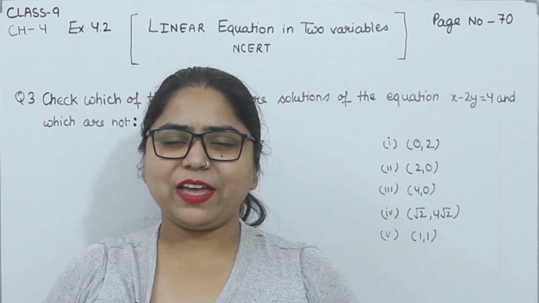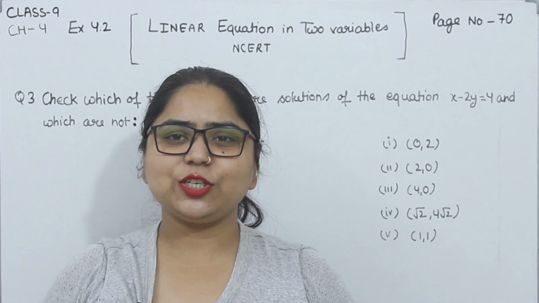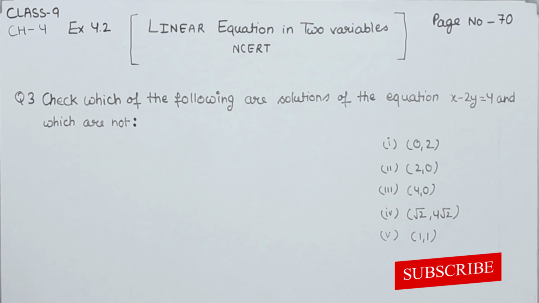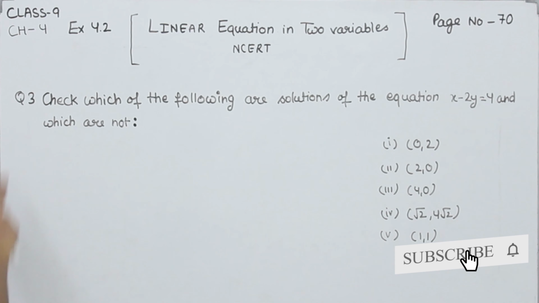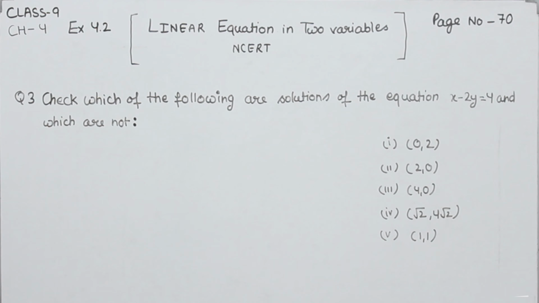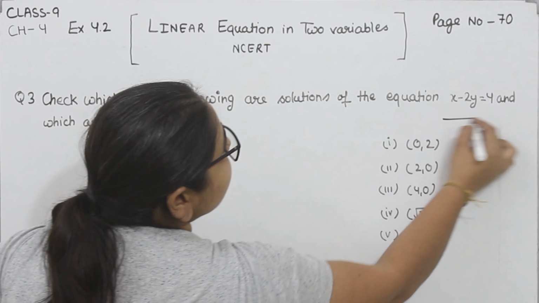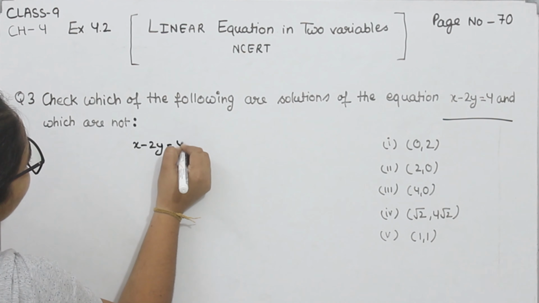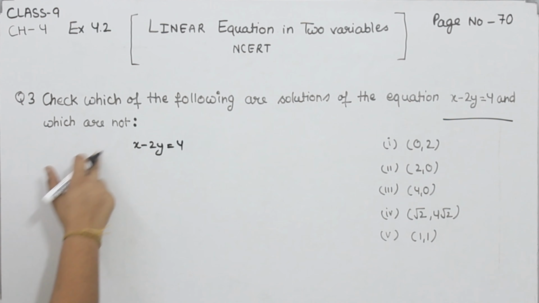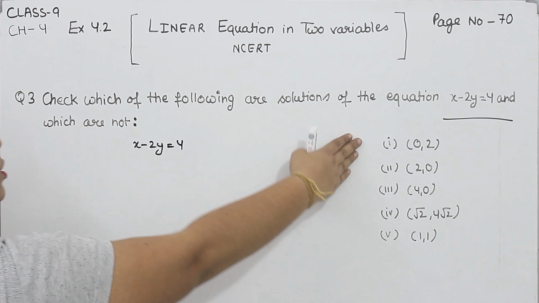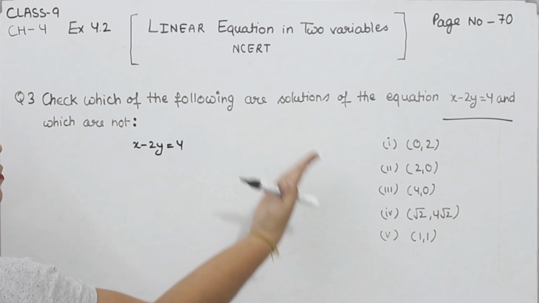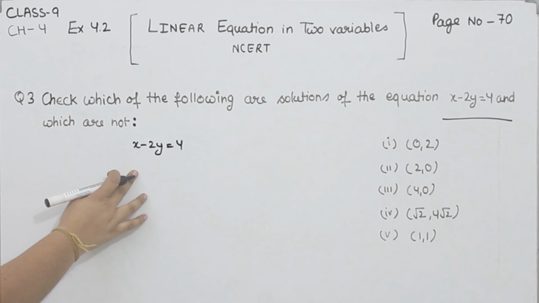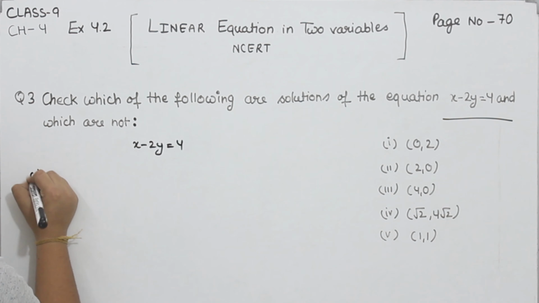Everyone, this is Preeti. We are here with another question of linear equation in two variables. Exercise 4.2, page number 70, question number 3. Check which of the following are solutions of the equation x minus 2y is equal to 4, and which are not. These are the given options which we have to find out whether they are the solution of this equation or not. Start with part 1.